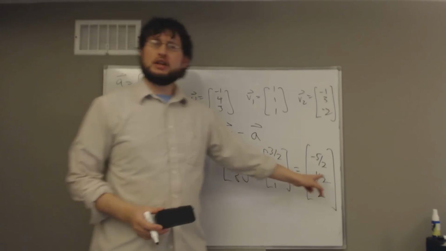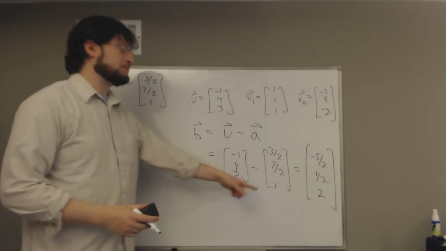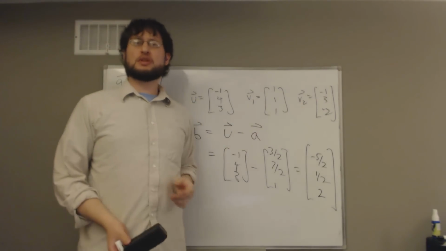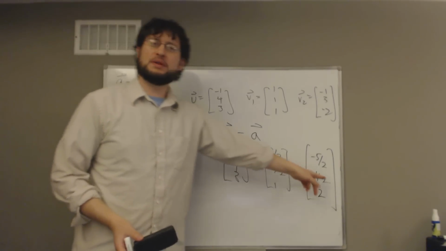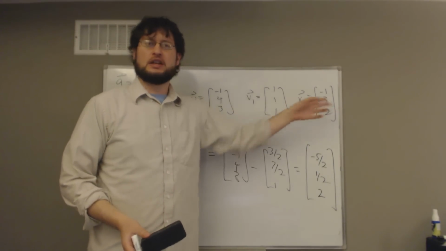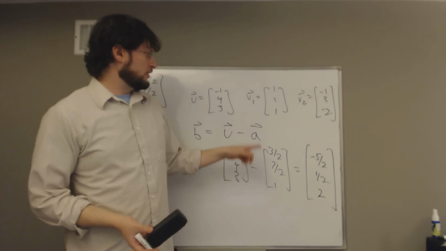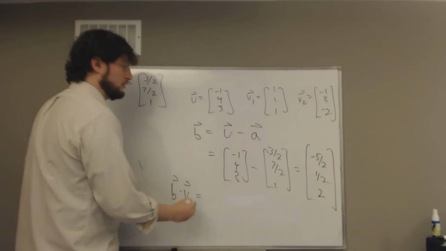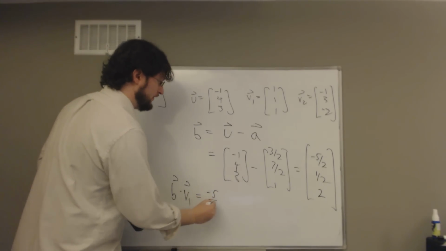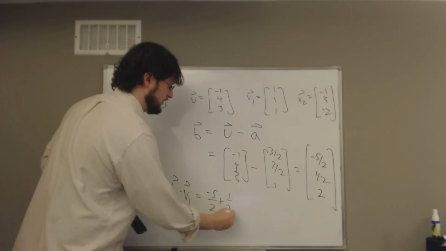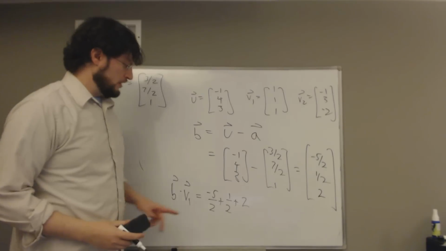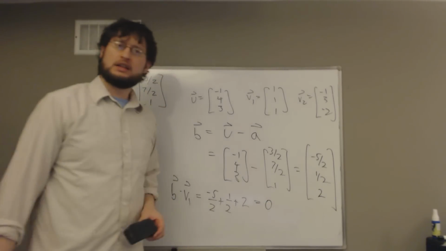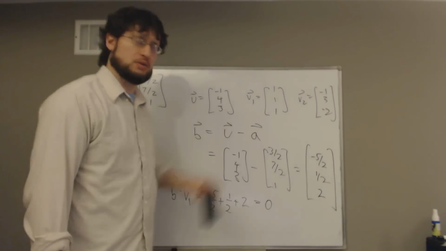Now, notice, B was supposed to be perpendicular to W, but W is the span of V1 and V2. So we can be sure that we didn't make any mistakes by taking B and dotting it with these two vectors separately and seeing what we get. In particular, B dot V1 is minus 5/2 plus 1/2 plus 2. Well, that's minus 4/2, which is negative 2 plus 2, which is 0, which is great. So that means that B is perpendicular to V1.